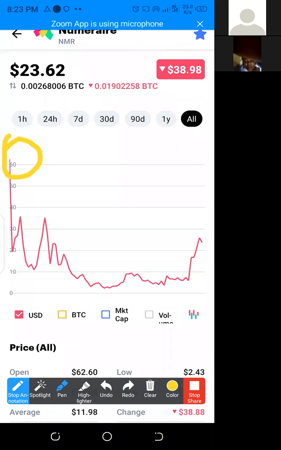This point I just circled shows how high the coin has gone. There is something called ATH, or all-time high. All-time high shows you the highest the coin has gone. That's where I circled. You are seeing 60. So if the coin had gone to 60 before and is now selling for $23, it means it's a good coin to buy. So this is the second point I want you to check each time you want to invest.